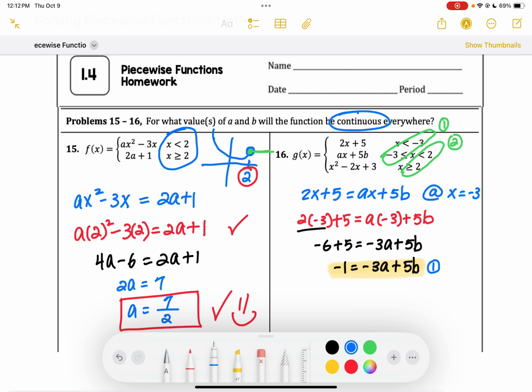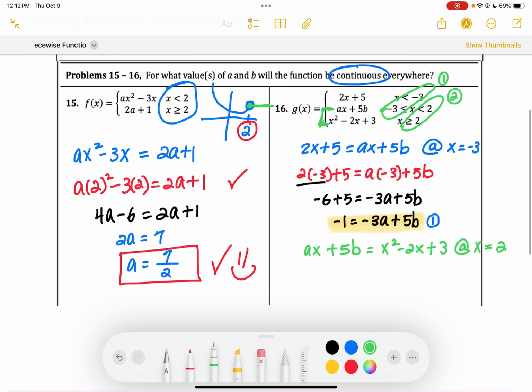Now, what will be another condition we can use? We talk about it will be the 2. So the 2 is from those 2 trouble right here. So we got ax plus 5b should equal to x squared minus 2x plus 3 at the special location when x equals 2. What do we do? Plug it in. So I got a times 2 plus 5b equal to 2 squared minus 2 times 2 plus 3.